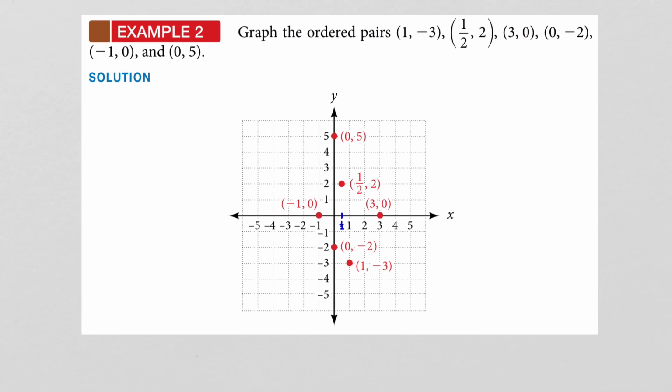The point 3, 0 is x equals 3, but y equals 0, so we do not go up or down at all, just right here on the x-axis. Likewise, the point 0, -2, x equals 0 is right here, and then y equals -2 drops down. Similarly for -1, 0, and also for 0, 5.